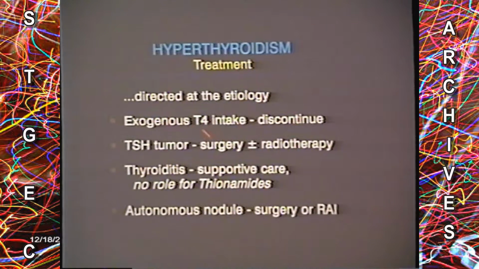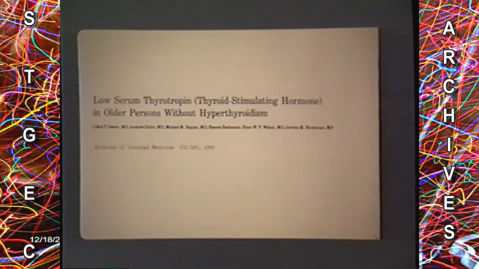If somebody is on too much thyroid hormone, you need to back off. If there's a brain tumor, you need surgery. If there's inflammation, it's supportive. And if they have an autonomous nodule or Graves, then it's either surgery or radioactive iodine. Okay? Questions? Is it clear?